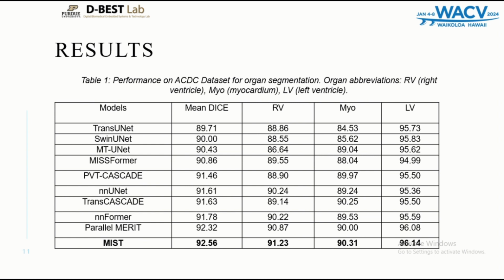Now, results. Table 1 shows the performance of our model over the ACDC dataset. In this dataset, we have segmented the left and right ventricle and myocardium. According to the table, we have found that our model outperformed all other state-of-the-art models in terms of mean dice score. If we look at the individual segmentation scores, then we have also found that our model has overpowered other state-of-the-art models.